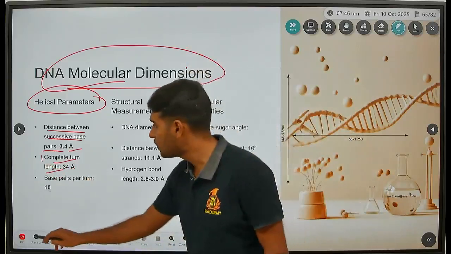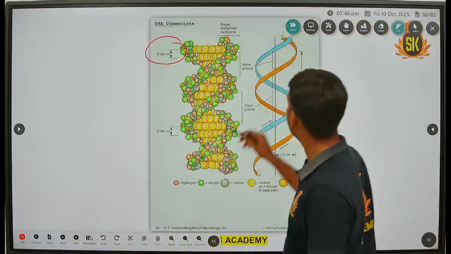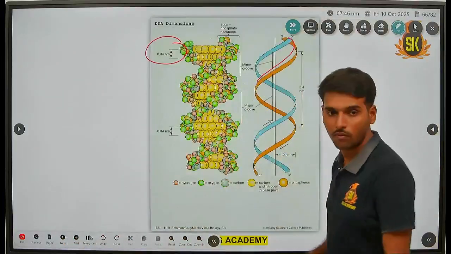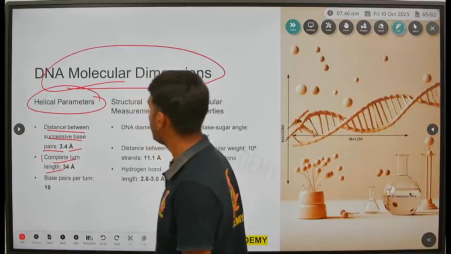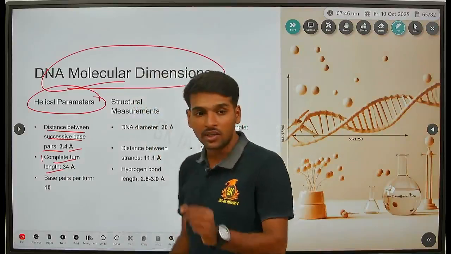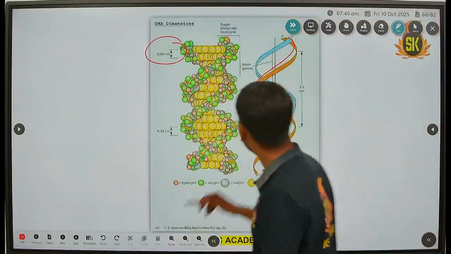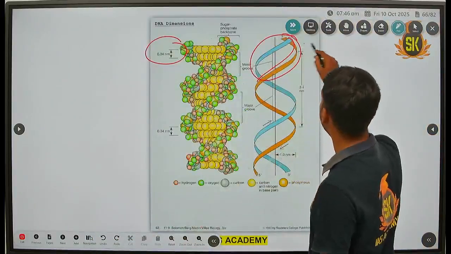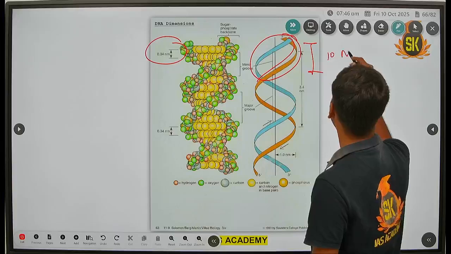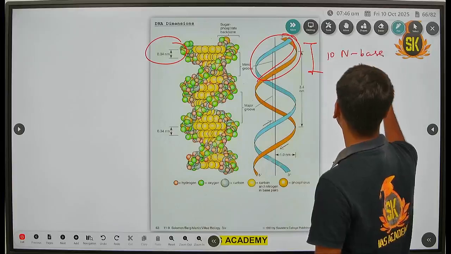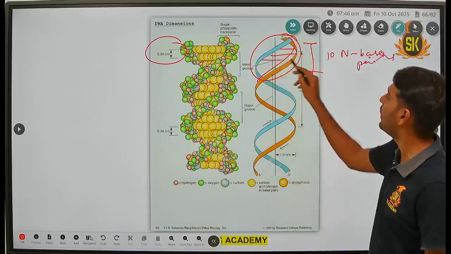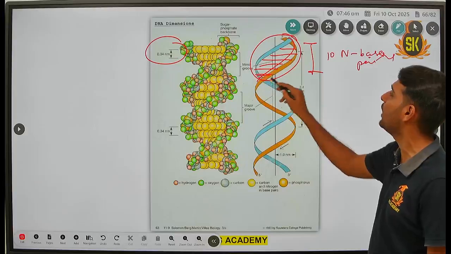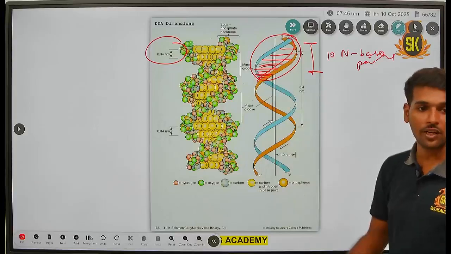Okay, this is one turn, right? It is about 34 Angstroms in length, and in this one turn, how many base pairs? 10 nitrogenous base pairs. Got it? Okay. 1, 2, 3, 4, 5, 6, 7, 8, 9, 10. That is what it means.